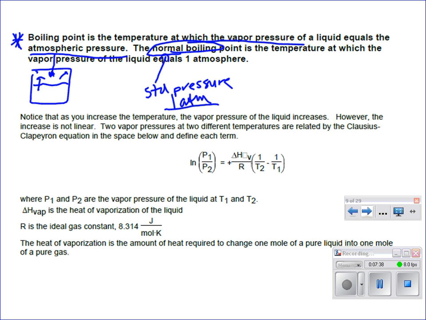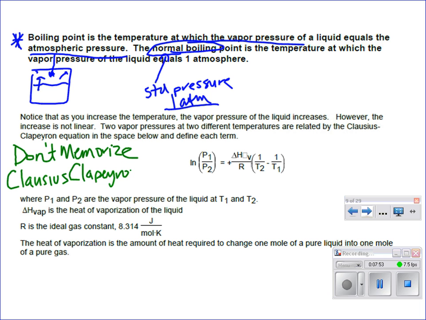So what's going to be new, and I do not want you to memorize this, is this equation called the Clausius-Clapeyron equation. And this Clausius-Clapeyron equation is going to give us the opportunity to find the heat of vaporization of a substance. What is the heat of vaporization of the substance? What does that mean? Heat of vaporization. The heat at which something vaporizes. So that's kind of how much heat's required to boil something.